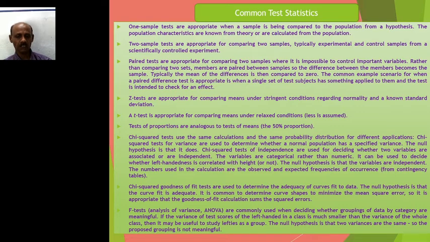The F-test, which is also analysis of variance, ANOVA, is commonly used when deciding whether groupings of data or categories are meaningful enough. If the variance of test scores of the left-handed in a class is much smaller than the variance of the whole class, then it may be useful to study lefties as a group. The null hypothesis is that two variances are the same, so the proposed grouping is not meaningful.